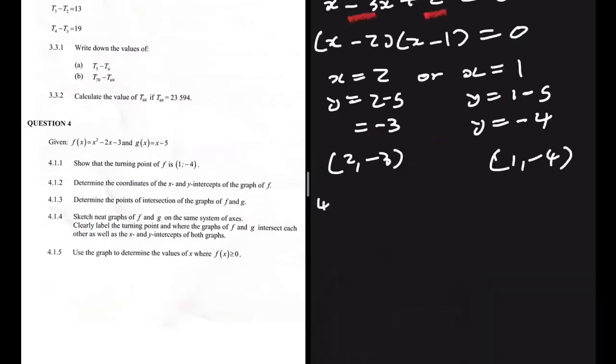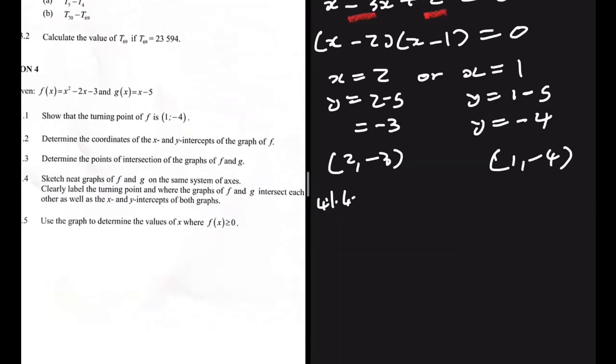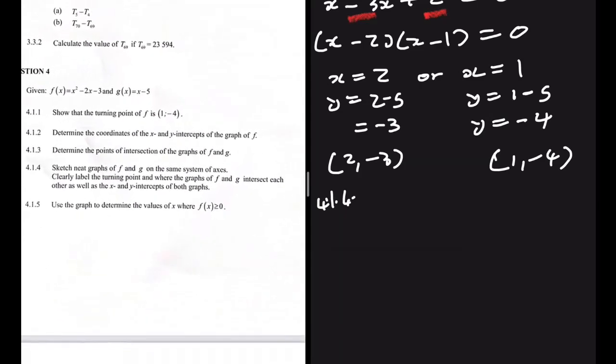Now in 4.1.4, we are required to sketch graphs of f and g on the same system of axes. Clearly label the turning point and where the graphs of f and g intersect each other, as well as the x and y intercepts of both graphs. So we have all the intercepts of f and we have the points at which they meet, right? Now we just need the intercepts of g of x, and then we're going to be able to sketch our graph. So let's go ahead and do that.